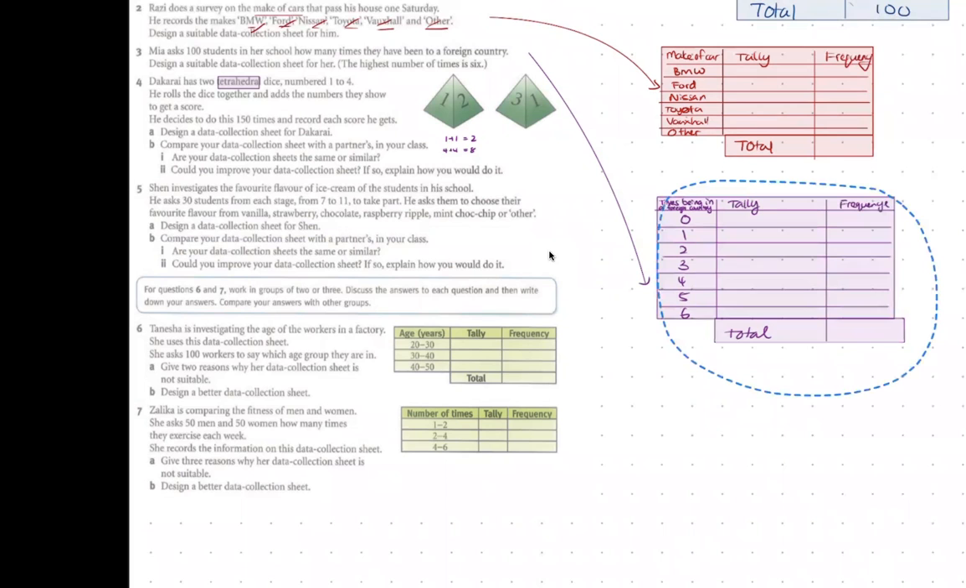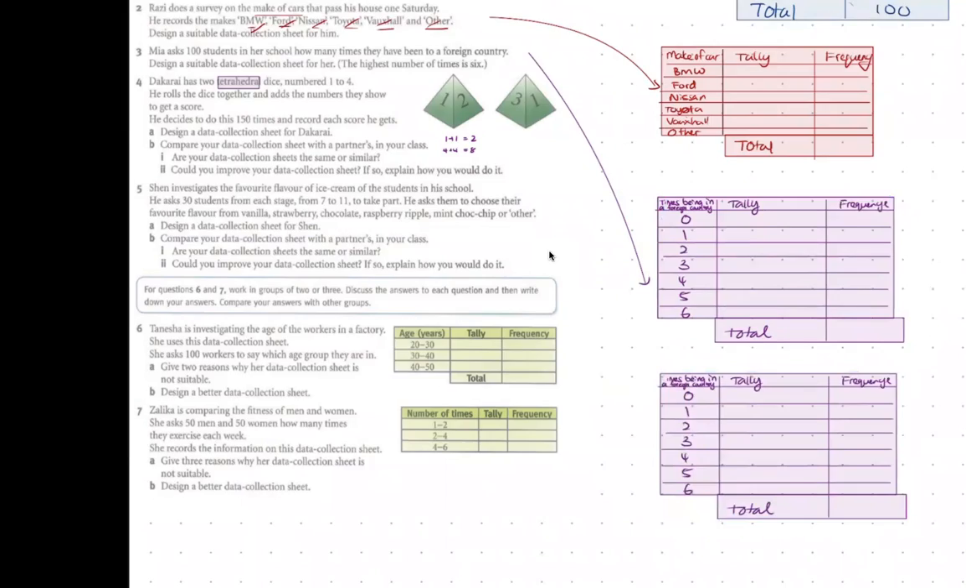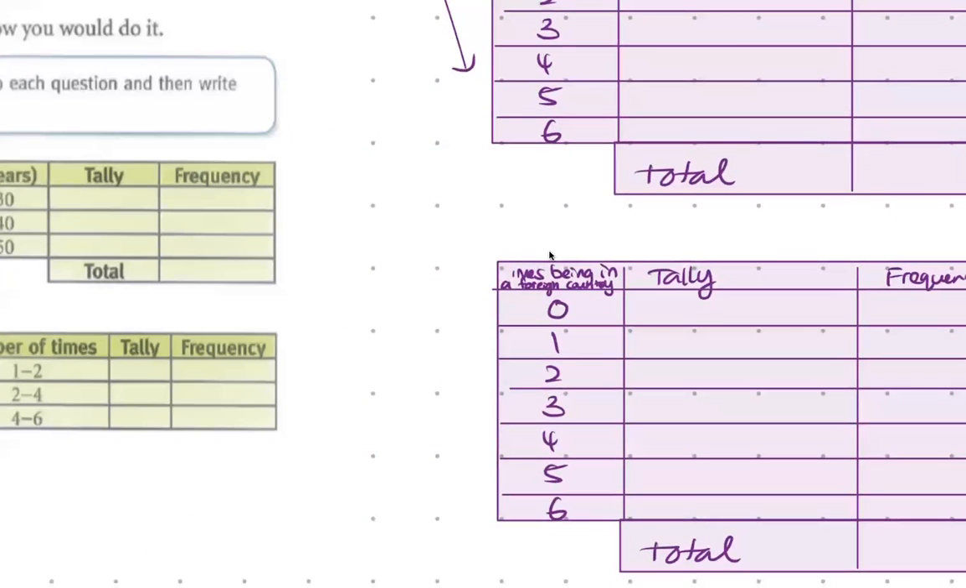2, 3, 4, 5, 6, 7, 8. Need 7 of it. So I'm just going to paste it here. So I'm just going to erase those that I don't want.